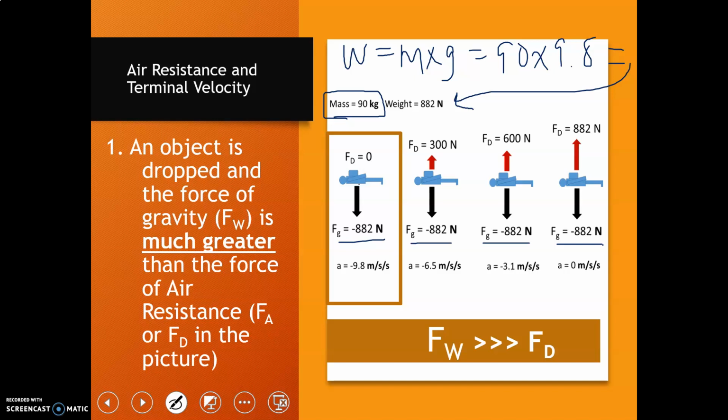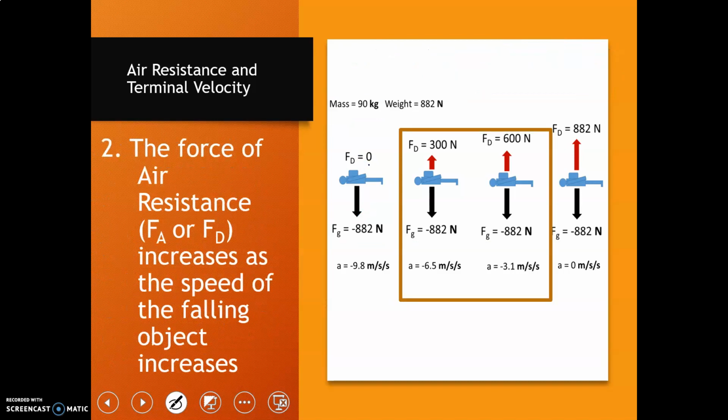The force of weight, or gravity, is 882 down, and then the drag force is 0. It's 0, so no drag yet. So the force of air resistance, so Fa or Fd as shown in this diagram, Fd for drag, increases as the speed of the falling object increases. So what that means is these two middle diagrams, this is the person still falling. So you'll notice that the drag goes from 0 to 300 to 600. So the air resistance, or the drag, is increasing as the person is falling.